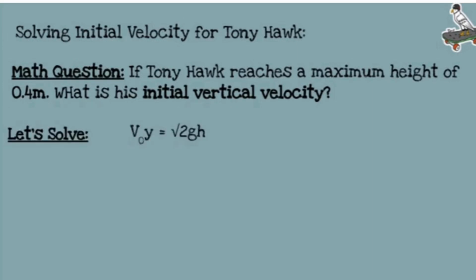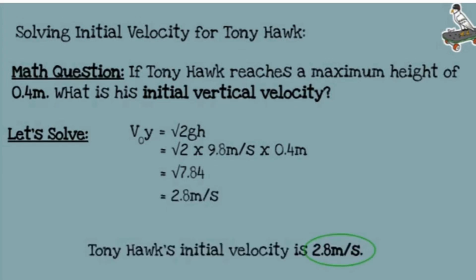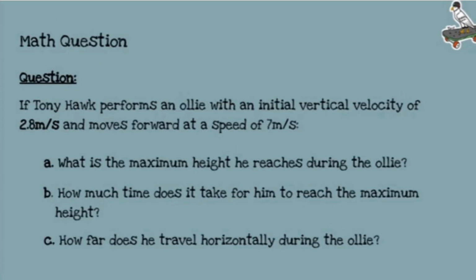Now let's solve. First, we show the equation we're solving for. Next, we input the values for g and h, our variables. For g, it's 9.8, and for h, it's 0.4. Next, we do the math by multiplying those two together. We get 7.84. Now we take the square root of 7.84, which is 2.8 meters per second. So Tony Hawk's initial velocity is 2.8 meters per second. Solving for initial velocity was something we needed to figure out prior to solving this question.